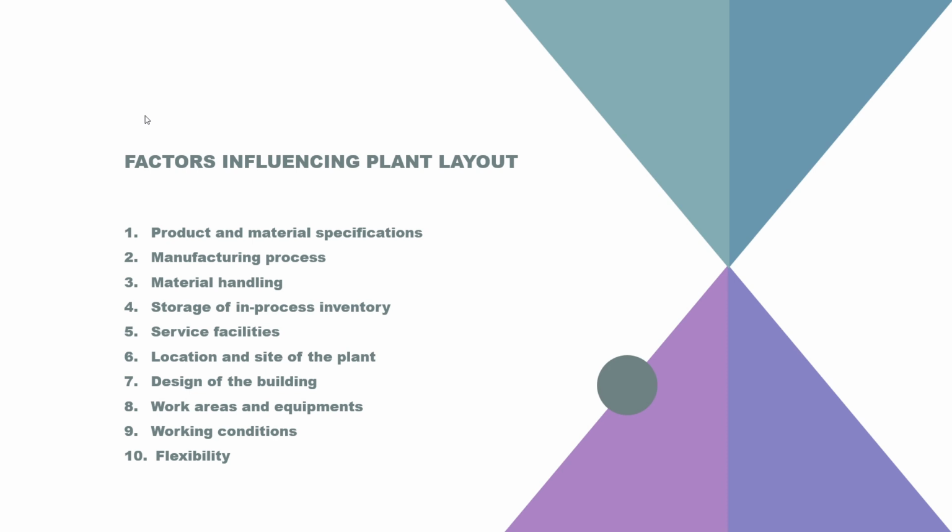Ninth point is working conditions. The work area should have sufficient light intensity and quality without direct or indirect glare. Provisions should be provided to reduce the noise due to process, control of temperature and humidity so that the men can work comfortably. The last point is flexibility.